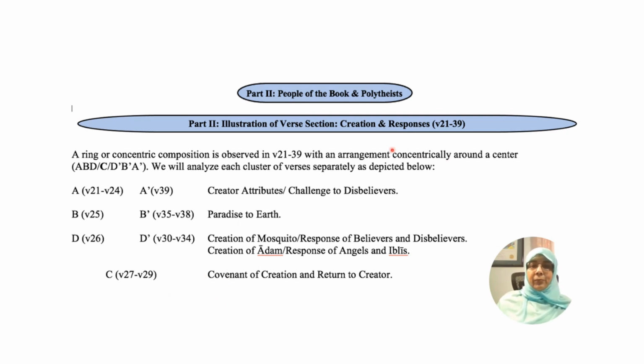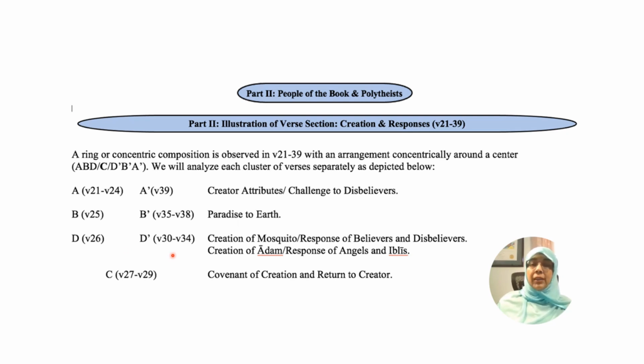Now guess what? The discussion goes back to the same topics again, making this a ring pattern. So verse 39 again speaks about the disbelievers. And remember, verse 25 was about paradise. Now verses 35 through 38 go back to the story about Adam's descent from paradise to earth. Then remember how verse 26 spoke about the disbelievers who belittled Allah's example of the creation of a mosquito.